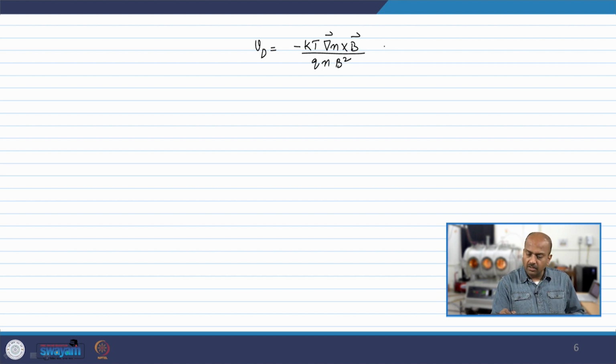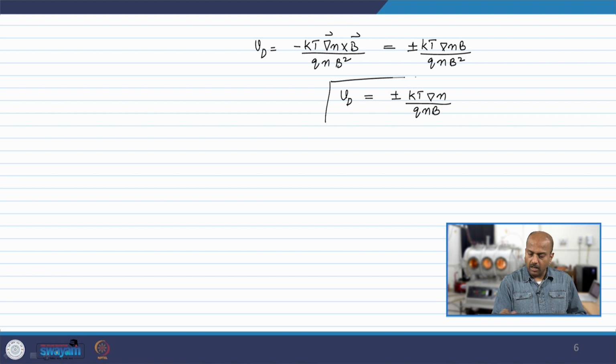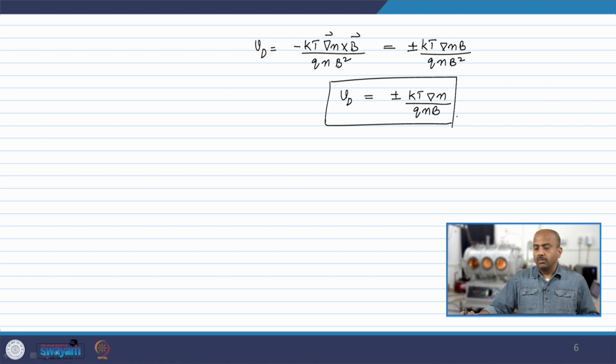So, the concentration gradient is perpendicular to the magnetic field. So, we can write del n B by q n B square, which is equal to plus minus k T del n by q n B. This is the diamagnetic drift velocity written in terms of the number of particles or concentration gradient.